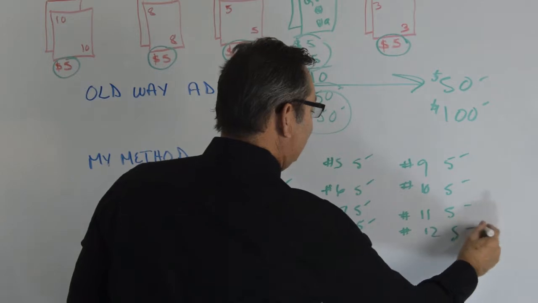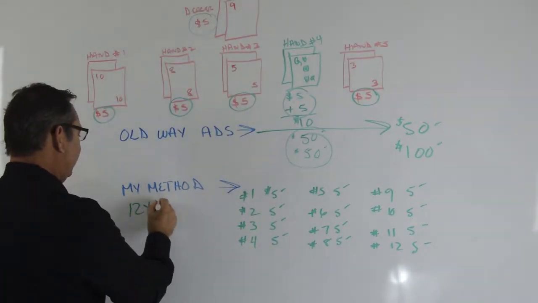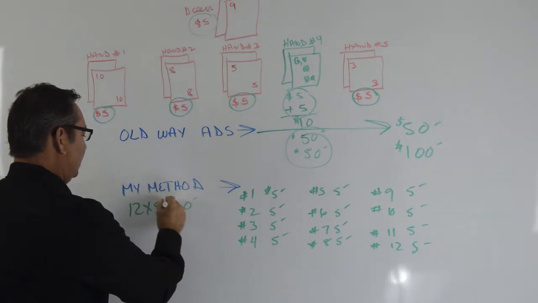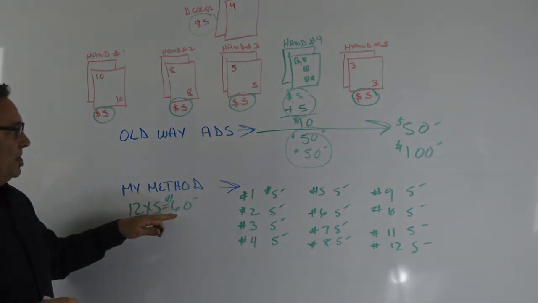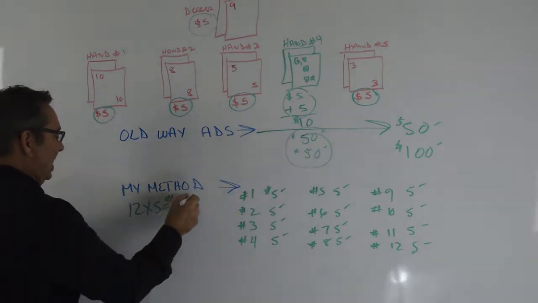So let's look at our total ad spend first off. We've got 12 times 5, okay? 12 times 5 equals $60 we're going to spend. First off, this is a whole lot less than that 150 or 200 bucks we would spend over here. So we're only going to spend $60.